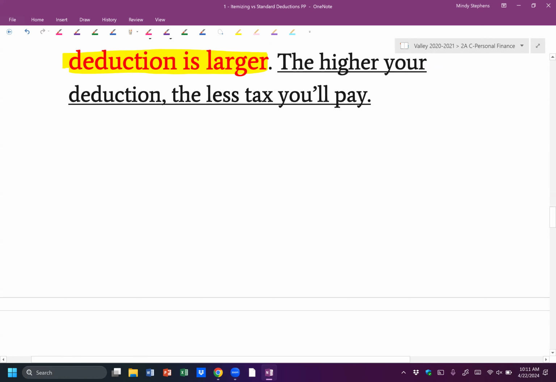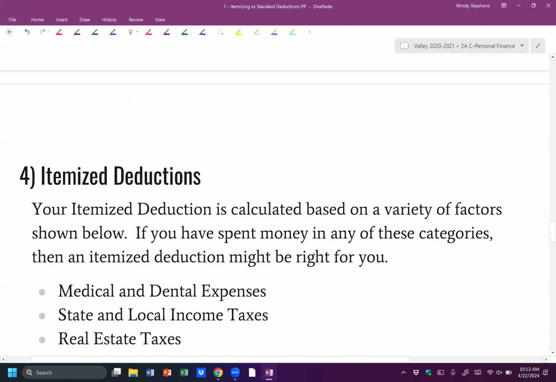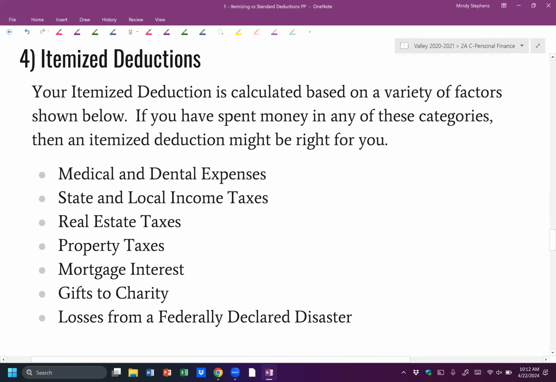All right, so number 4. This says, we're talking about itemized deductions. So the itemized deductions is where you take actual money that you spent throughout the year and you look at this list of things. Did you spend money in these certain categories? If you spent money in these categories, we would put them into the form we're going to fill out, and that will tell you what your itemized deduction number would be. So these are the things that go in the itemized deductions category.